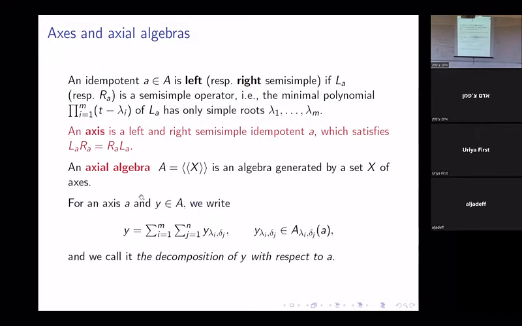So now we can decompose any element in terms of its eigenspaces in A, and that we call the decomposition, of course. And since, because of this, you only have y lambda I delta j will only take on a limited number of values.